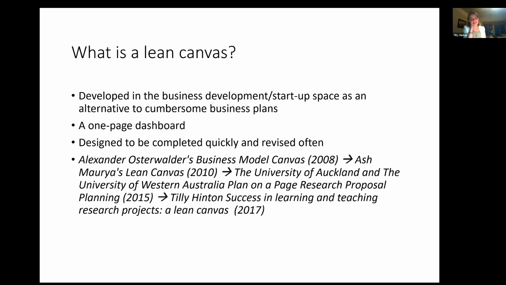And instead of this, there was this model proposed that was essentially a one-page dashboard that summarized the essentials of a new business idea. What would be the unique value proposition of that business? Who would be buying the product or service? Where would the market be? You know, those kinds of questions. And the idea of this dashboard Lean Canvas was that it's designed to be completed quickly and revised often.